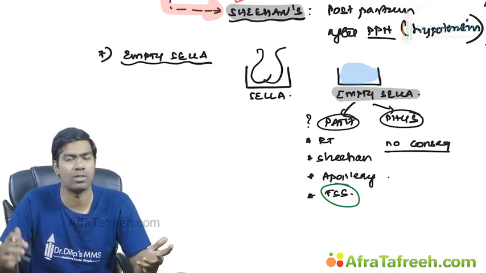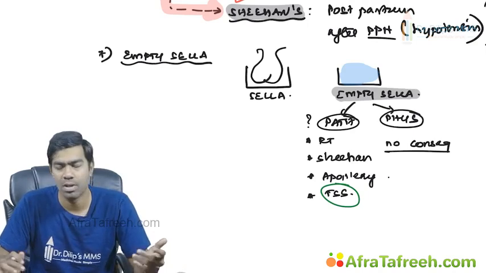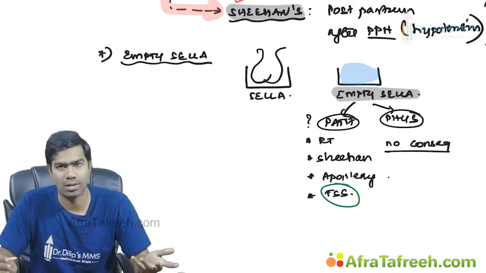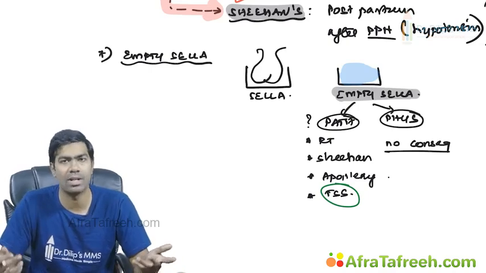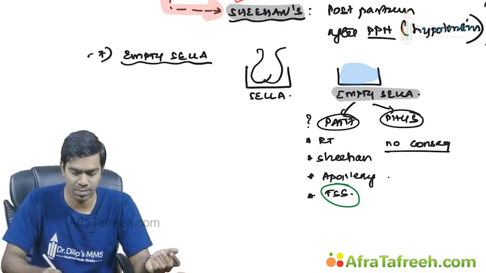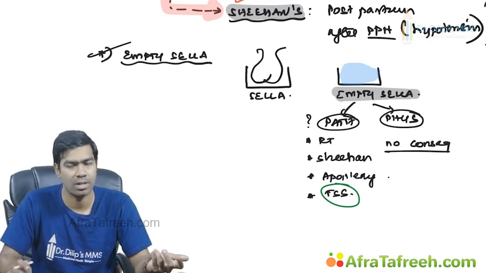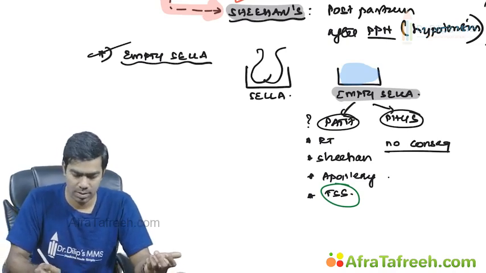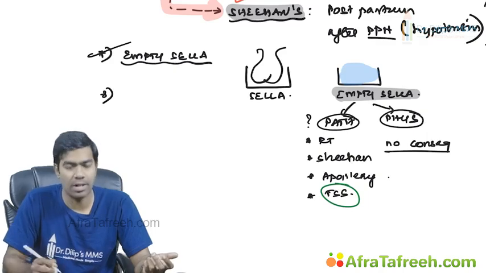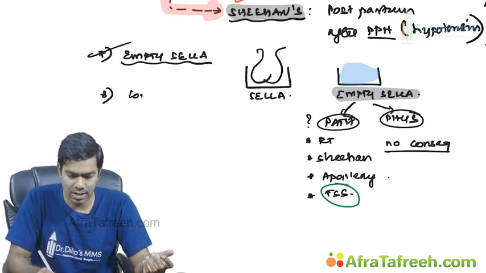Let us keep a separate session on empty sella later on if there is time. But right now, this is how we have to understand. If you don't see the pituitary in the sella and you can see the CSF, that's what you refer to as empty sella. It can be pathologic or it can be physiologic as well.